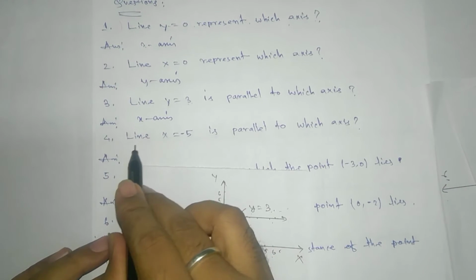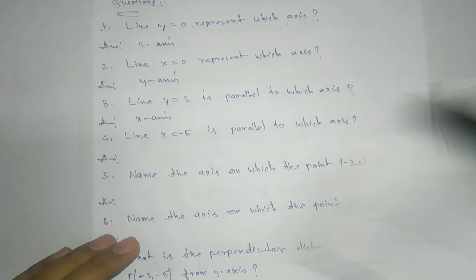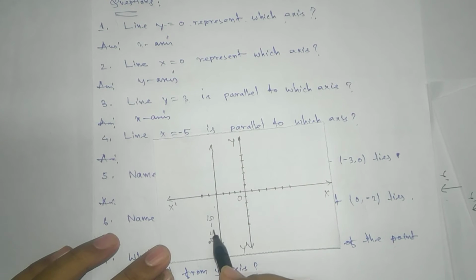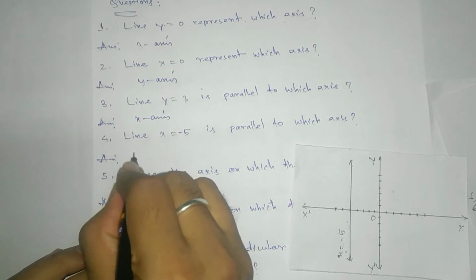Similarly, the line x equals -5 is parallel to the y-axis.